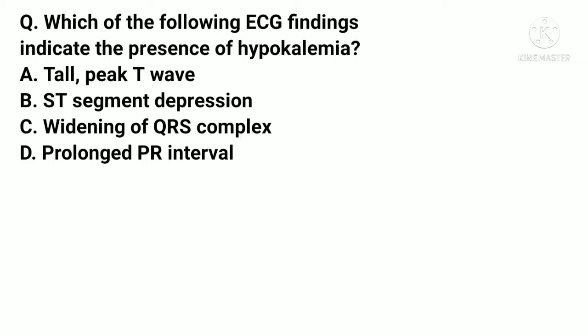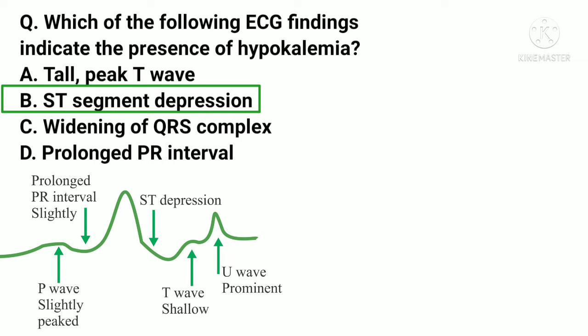Which of the following ECG findings indicates the presence of hypokalemia? A. Tall peak T waves. B. ST segment depression. C. Widening of QRS complex. D. Prolonged PR interval. And the correct answer is B. ST segment depression. ECG changes during hypokalemia are shallow, flat or inverted T wave, ST segment depression and prominent U waves.